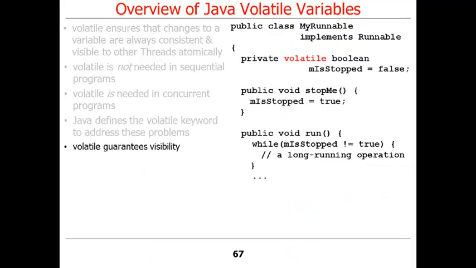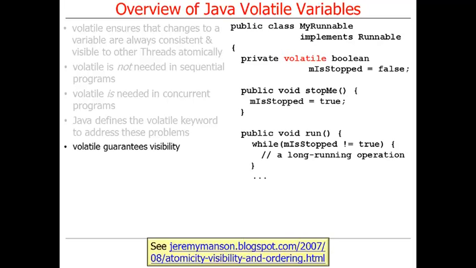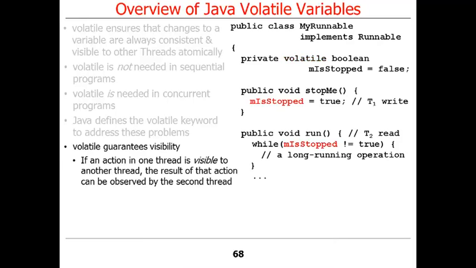So volatile also does a few other things. It also guarantees visibility. We've talked about this example before when we talked about volatile. So here's a case where we want to make sure that the code that we show here, where we're defining this as a volatile, if T1 writes true to M is stopped, the next time another thread reads from M is stopped, we want that thing to be set up as being true.